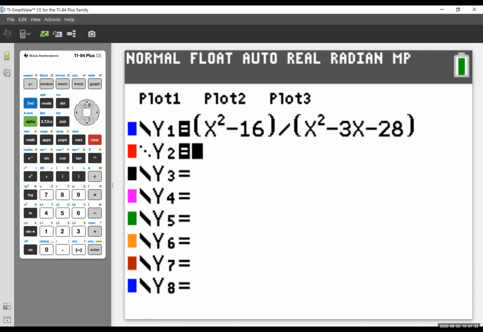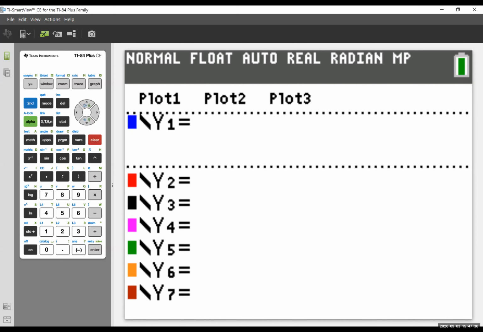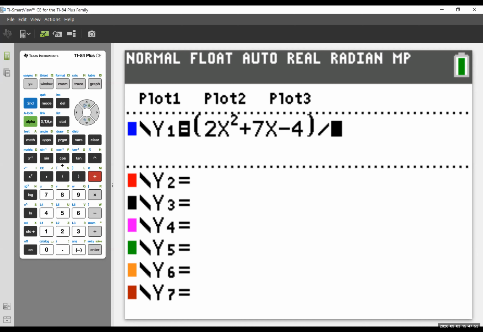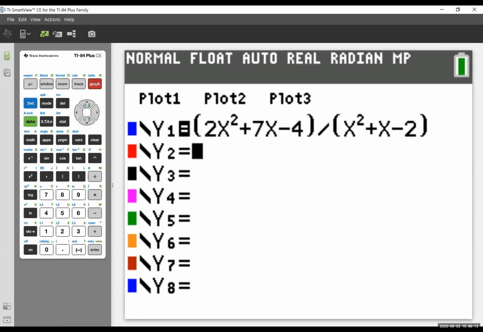So I'm going to clear everyone out and remind myself, again, I'll put my original function. I should have 2x squared plus 7x minus 4 divided by x squared plus x minus 2. Ooh, careful there. Got a double negative on accident. So let's see how the graph looks.